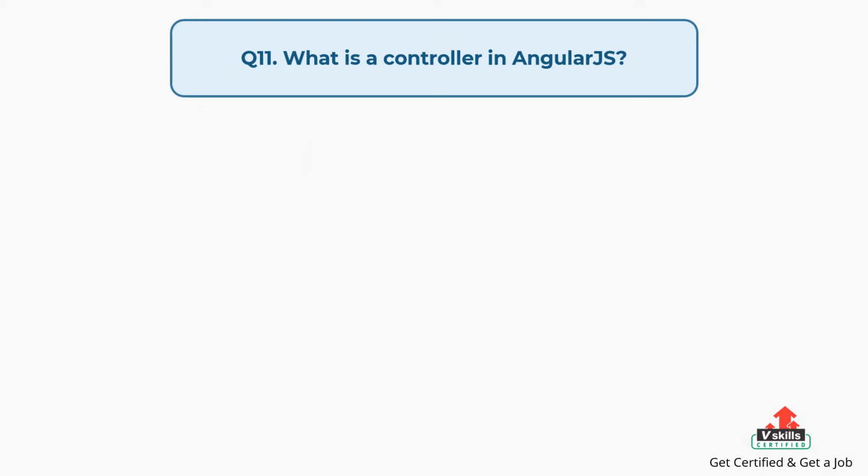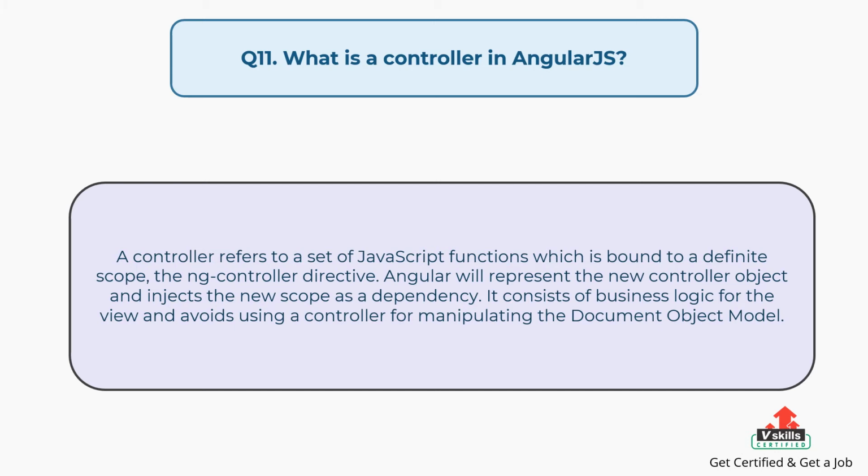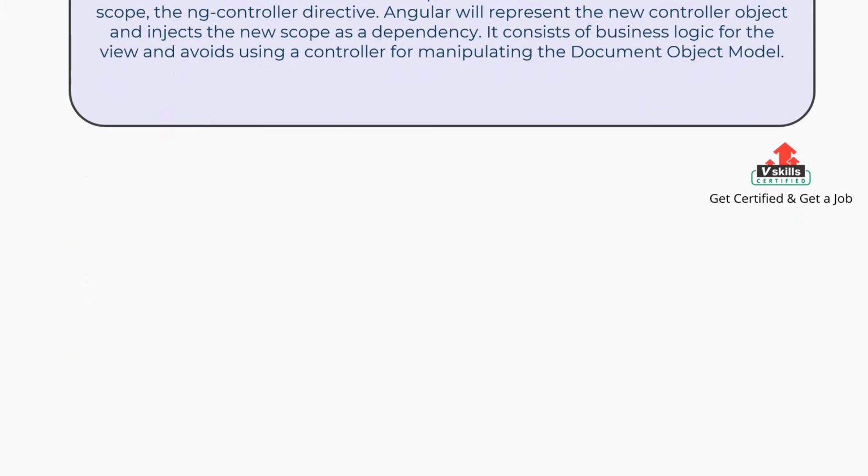Question number 11. What is a controller in AngularJS? The answer is: a controller refers to a set of JavaScript functions which is bound to a definite scope, the ng-controller directive. Angular will instantiate the new controller object and inject the new scope as a dependency. It consists of business logic for the view and avoids using a controller for manipulating the document object model.